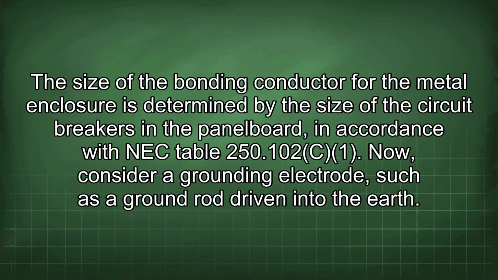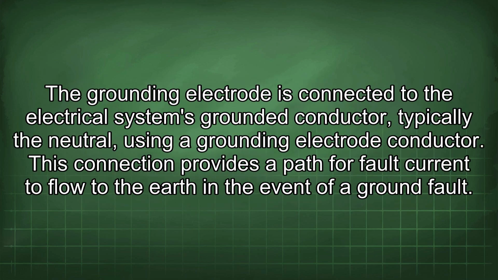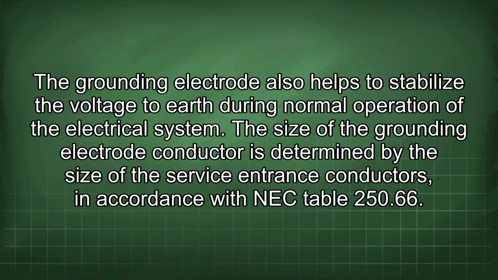The size of the bonding conductor for the metal enclosure is determined by the size of the circuit breakers in the panel board, in accordance with NEC Table 250.102. Now consider a grounding electrode, such as a ground rod driven into the earth. The grounding electrode is connected to the electrical system's grounded conductor, typically the neutral, using a grounding electrode conductor. This connection provides a path for fault current to flow to the earth in the event of a ground fault. The grounding electrode also helps to stabilize the voltage to earth during normal operation of the electrical system.